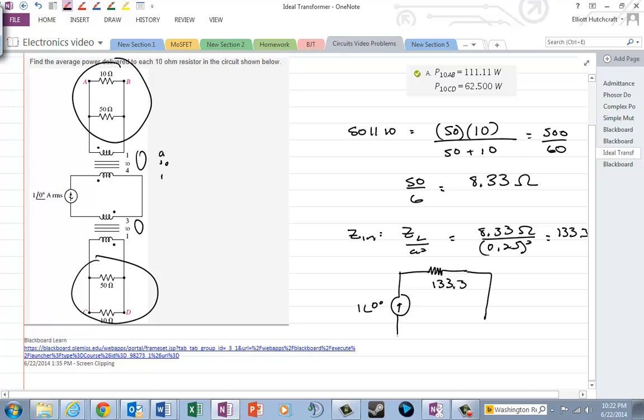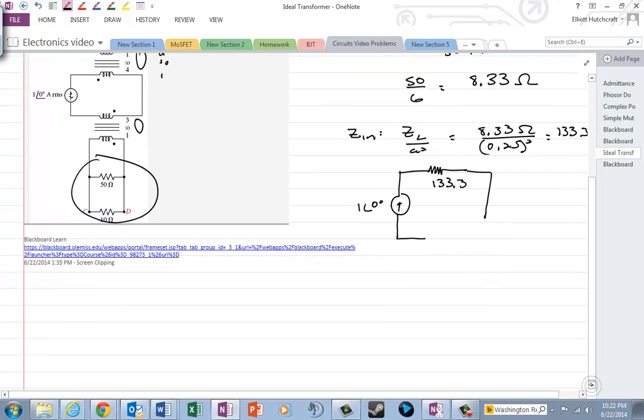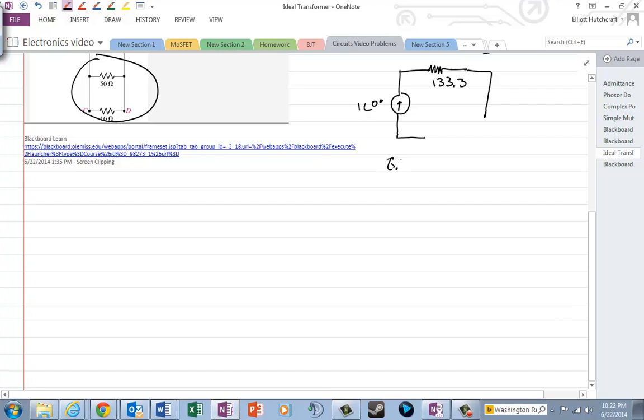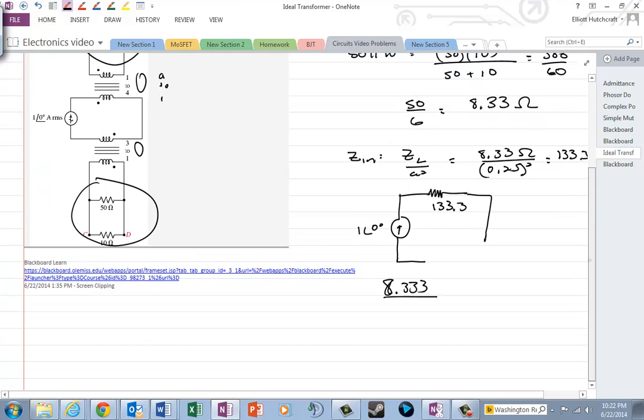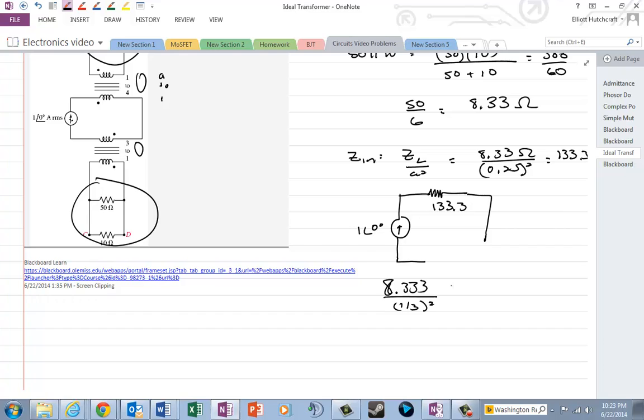and on the bottom side we have also 8.333 over, but this time it is 1 to 3, so that's 1/3 squared. And so when I do that, I get 75 ohms.